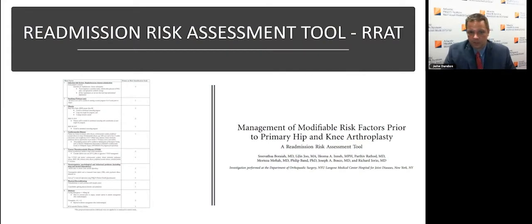A tool that I use to help modify these patients is called an RRAT tool, or Readmission Risk Assessment Tool. It was out at NYU. Basically it looks at multiple factors from colonization of MRSA, obesity, nutritional status, cardiovascular disease, previous DVTs, physical deconditioning, and then obviously diabetes is included in that too, and people get a score based on their risk factors.